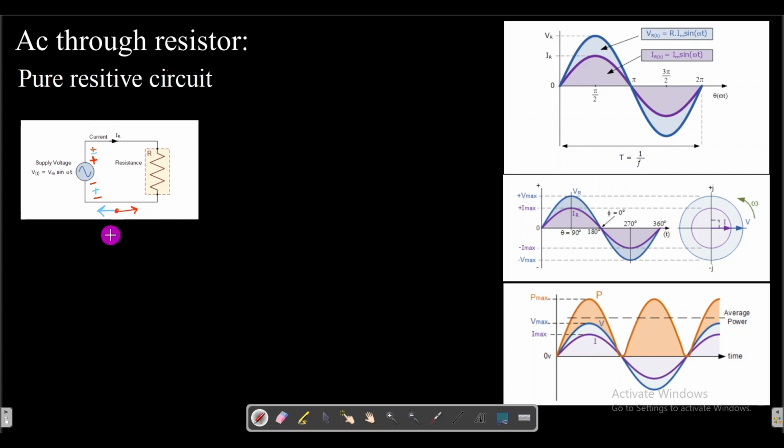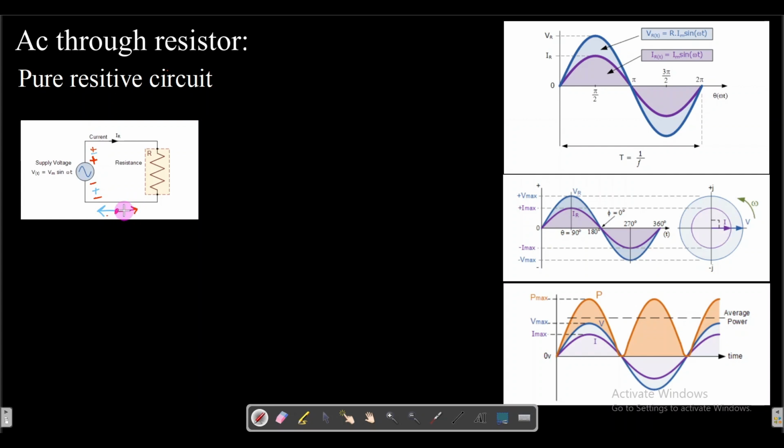Here this vibration is more like a simple pendulum. In a simple pendulum we have the mean position and the extreme position. So here we also have the mean position and the extreme positions. Let's say this electron is in motion, which we call current. When it is in the mean position, the magnitude of this current is 0, and it is increasing and will reach the maximum value.